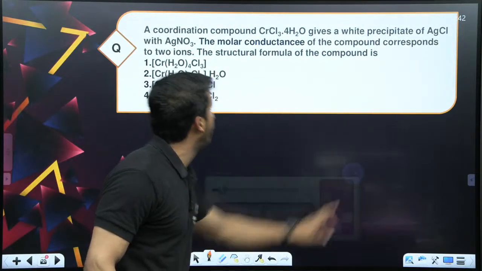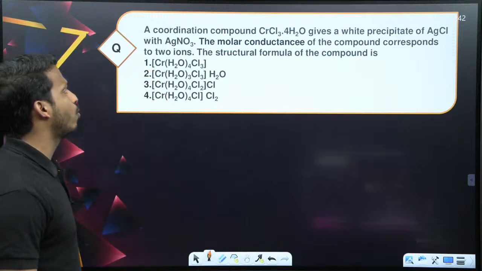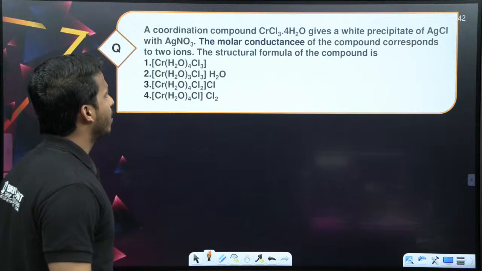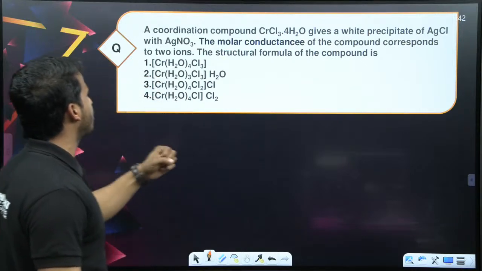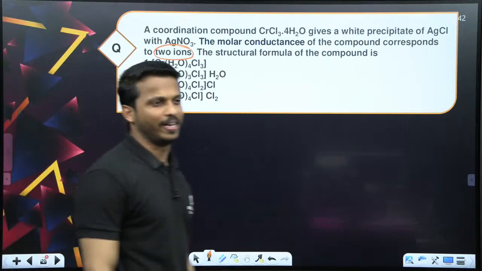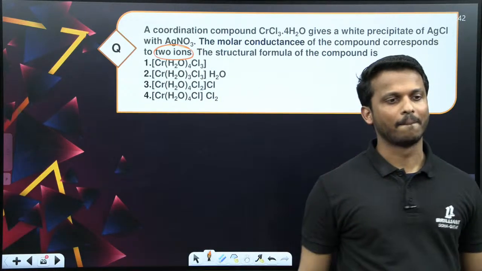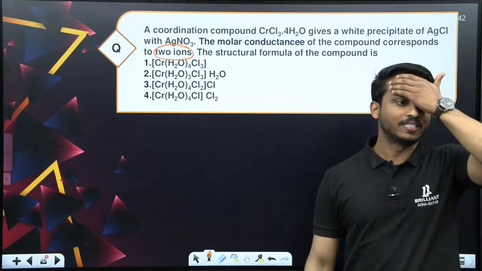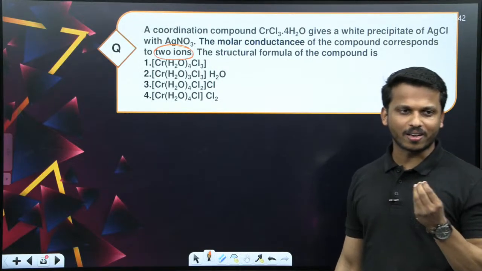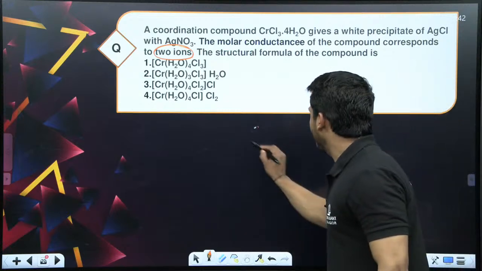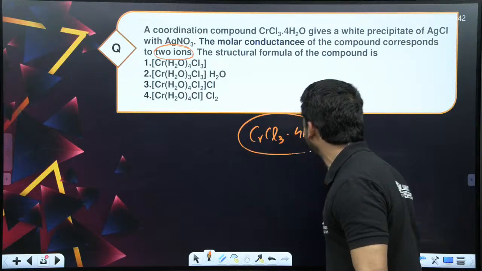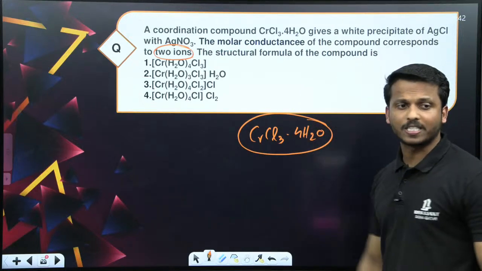A coordination compound CrCl3·4H2O gives a white precipitate of AgCl with silver nitrate. The molar conductance of the compound corresponds to 2 ions. The structural formula of the compound is? Very simple question, a good question. Can you say which complex is the answer? CrCl3·4H2O is the molecular formula of the complex which is giving a white precipitate.